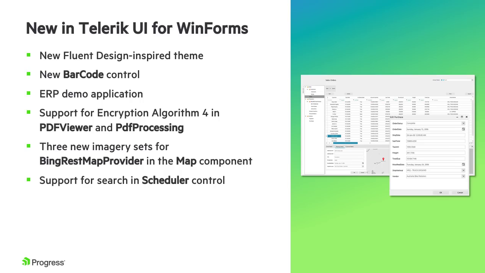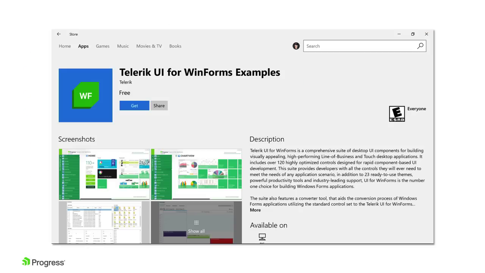Often, it's helpful for developers to see controls in action in order to gain a better understanding of what they look like and how they work. We have created a new ERP demo application which uses the components in Telerik UI for WinForms and demonstrates how you can use them to address similar cases and scenarios. You can find these applications in the Telerik UI for WinForms example app that's available on our website or through the Microsoft Store if you're running Windows 10.